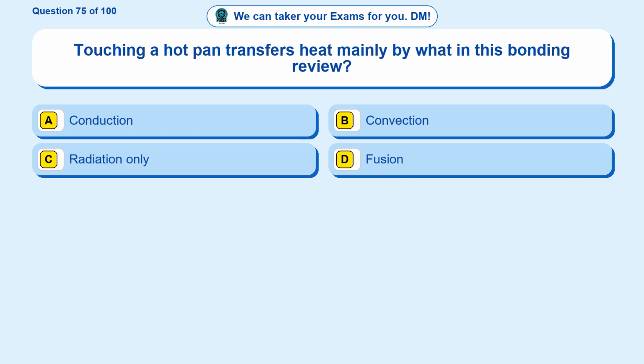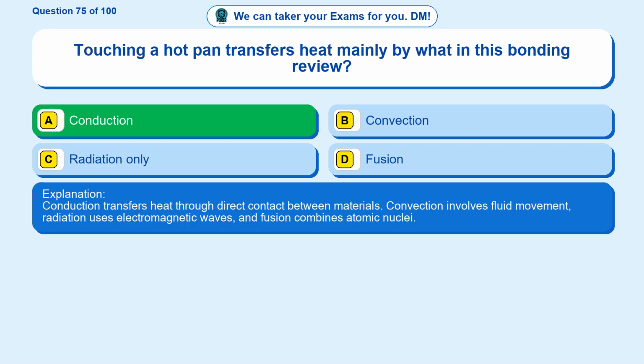Question 75. Touching a hot pan transfers heat mainly by what in this bonding review? Option A, conduction. Option B, convection. Option C, radiation only. Option D, fusion. The correct answer is option A. Conduction. Conduction transfers heat through direct contact between materials. Convection involves fluid movement, radiation uses electromagnetic waves, and fusion combines atomic nuclei.